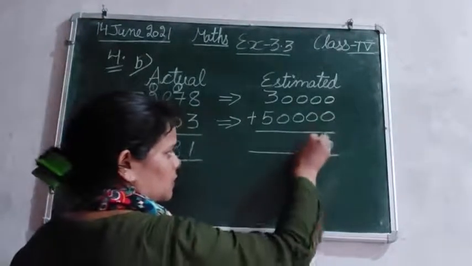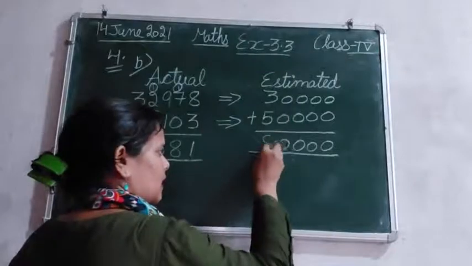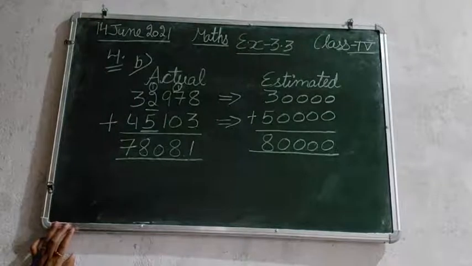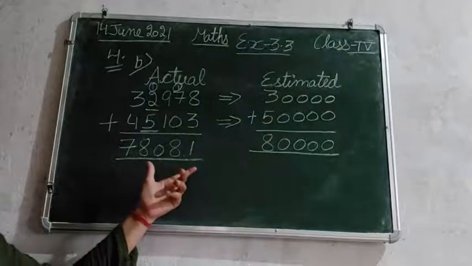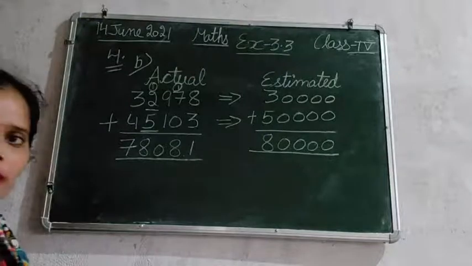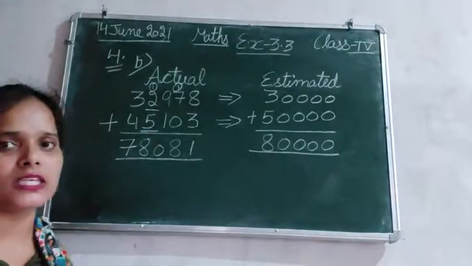Now we need to find out the estimated sum as well. 0, 0, 0 plus 0 plus 0. 3 plus 5 is 8. So this is 80,000. So the actual sum is 78,081, whereas the estimated sum is 80,000. So this is the B part of question number 4. You can pause your videos here and write down the solution of B part of question number 4. Actual sum is 78,081 and estimated sum is 80,000.